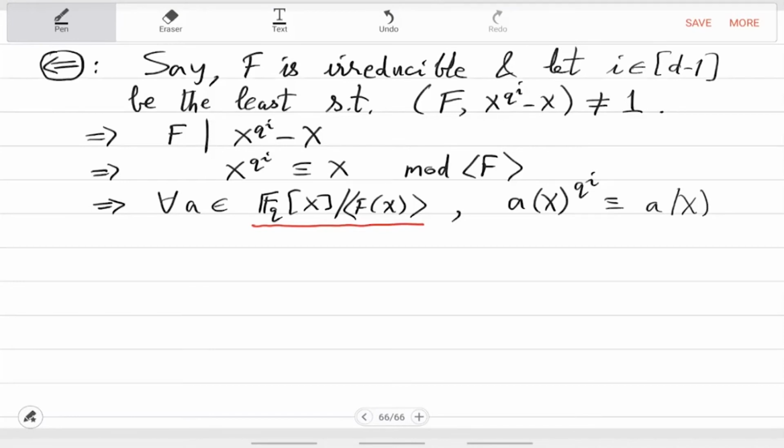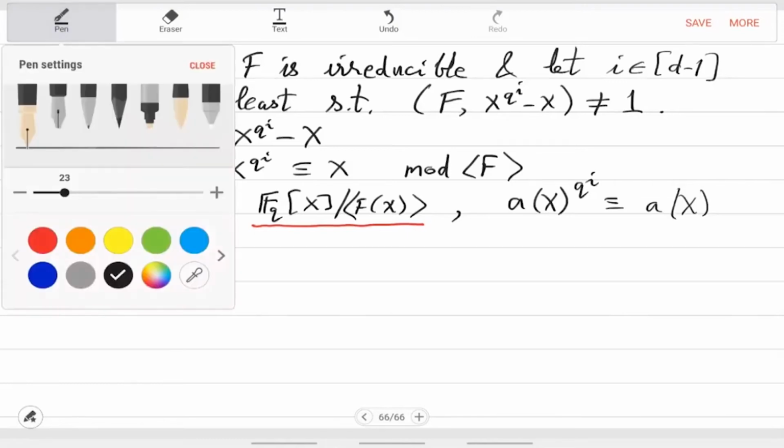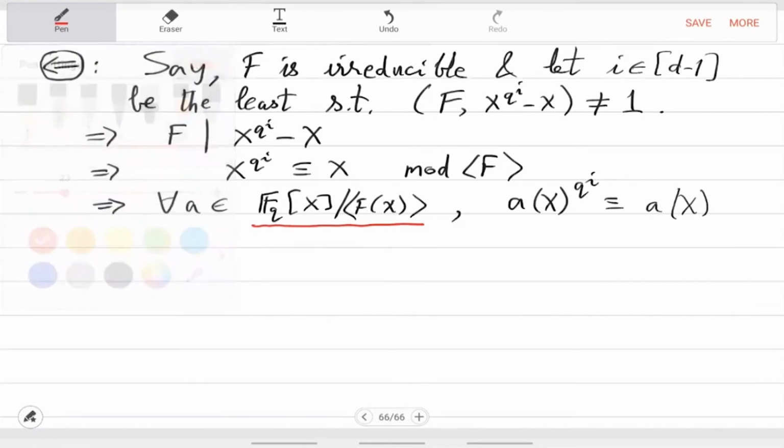How do you show that a raised to q raised to i is also a? By using the previous congruence. A(x) is a polynomial, so a raised to q raised to power i will distribute. You use the fact that q raised to i distributes over sum. Use the binomial identity.